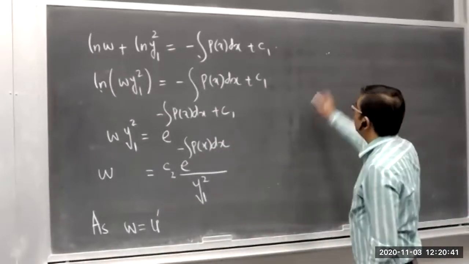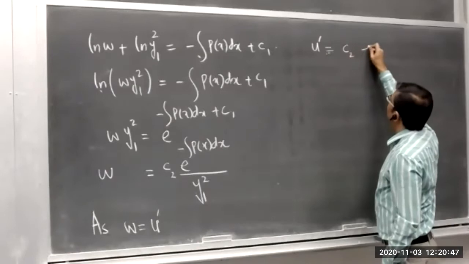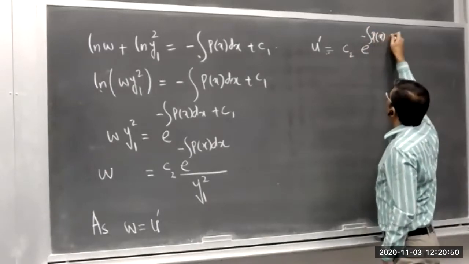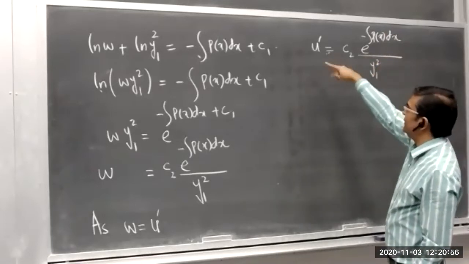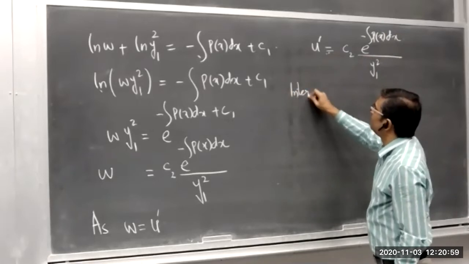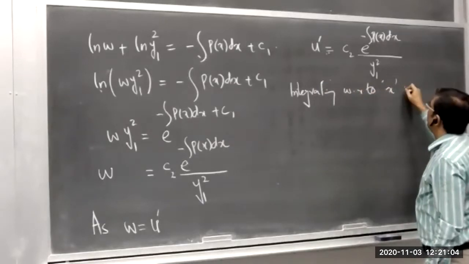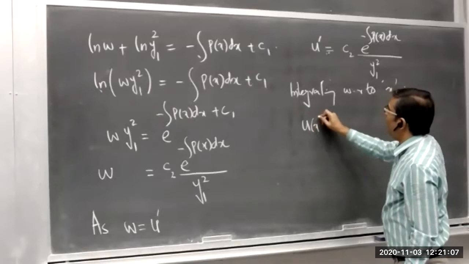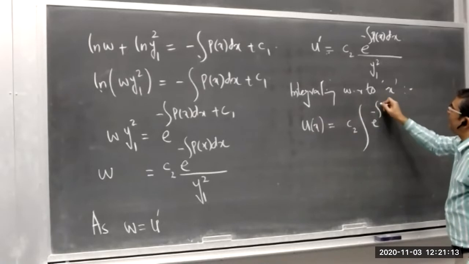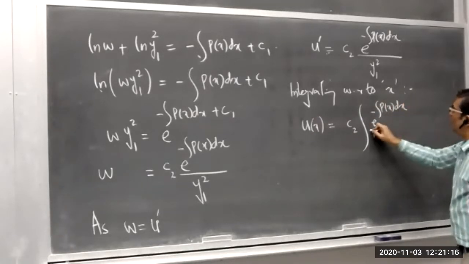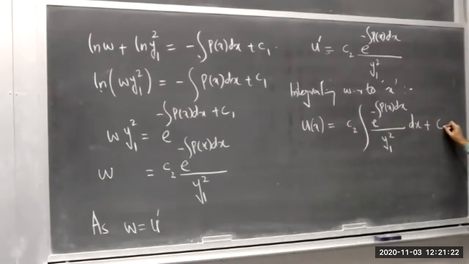So if w is u dash, then we can write u dash is equal to c2 e raised power negative integral p of x dx divided by y1 square. Now again integrating with respect to x here, what do we get? U of x is equal to c2 integral e raised power negative integral p of x dx whole divided by y1 square dx plus another constant of integration c3.